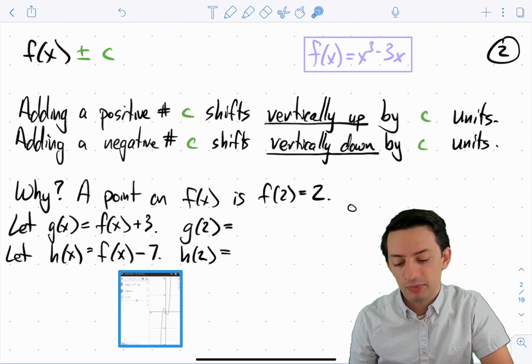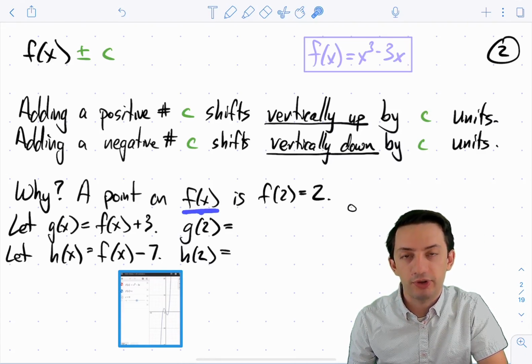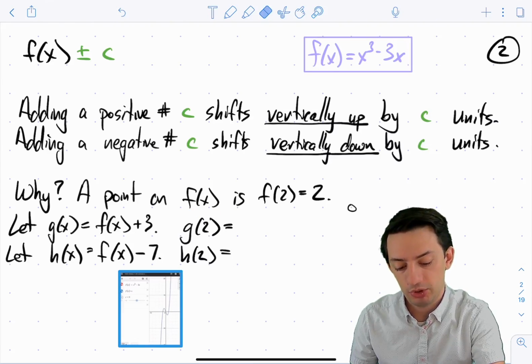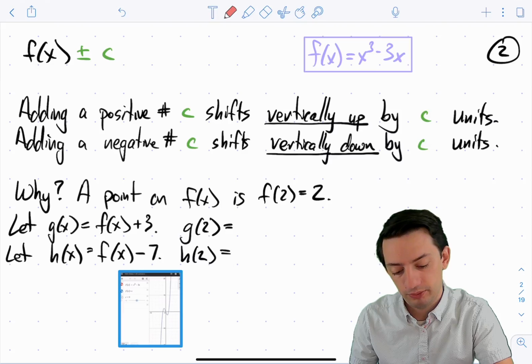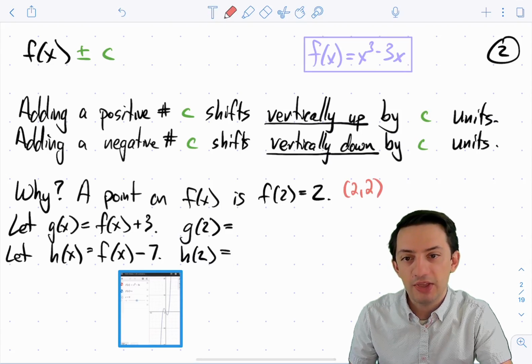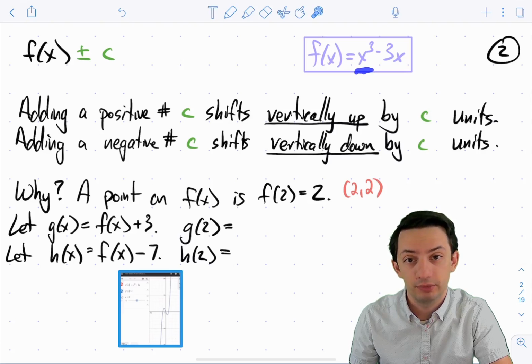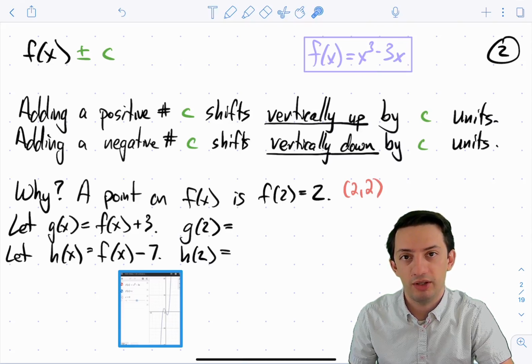Now, why is this? One of the points on this graph of f of x is (2, 2). So let me show you (2, 2). And that's because when I plug in 2, I get 2 cubed, that's 8, minus 3 times 2, which is 6. So 8 minus 6 is 2. So that's one of the points there.